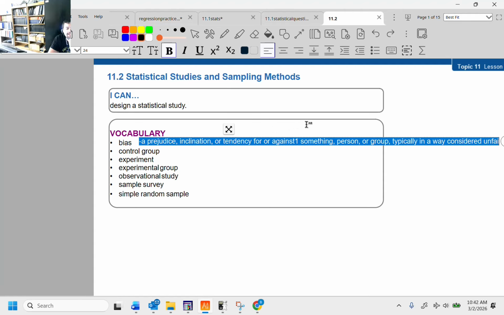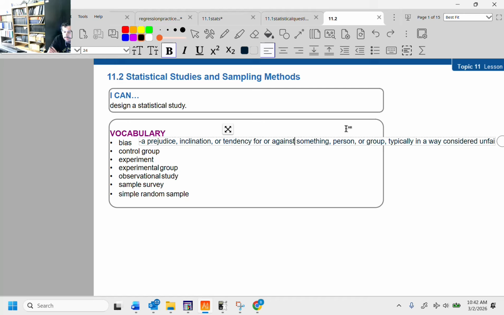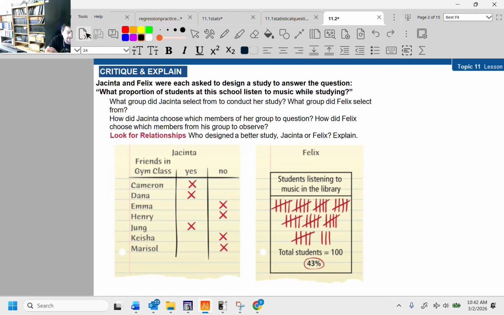Bias is a prejudice, inclination, or tendency for or against something, a person or a group or something, typically in a way considered unfair. That's what bias is. Something that's considered unfair. And it might be on purpose, and it might just happen. Bias is just something you introduce into an experiment that shouldn't be there. And it might be because of how you set up the experiment, but it leads the experiment to go the wrong direction, not towards what you thought was going to happen. And we try to eliminate bias.